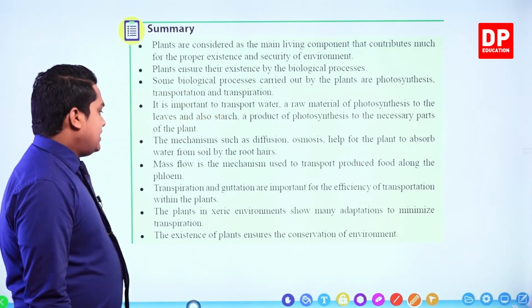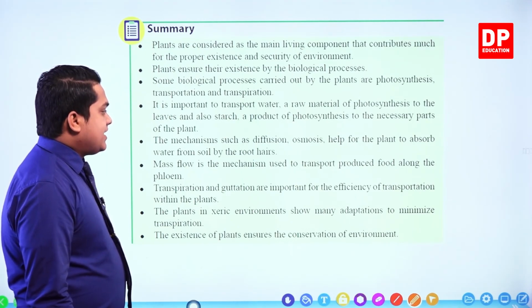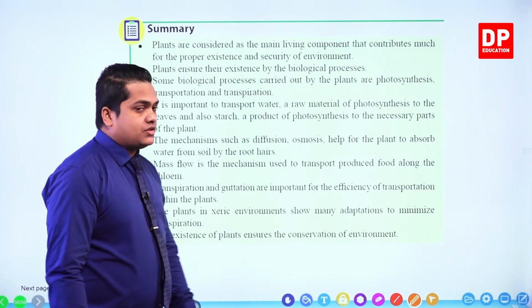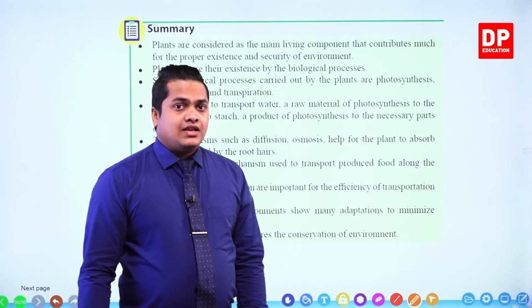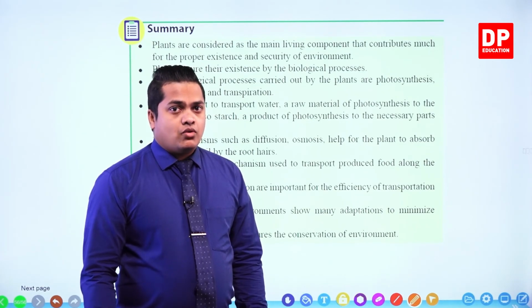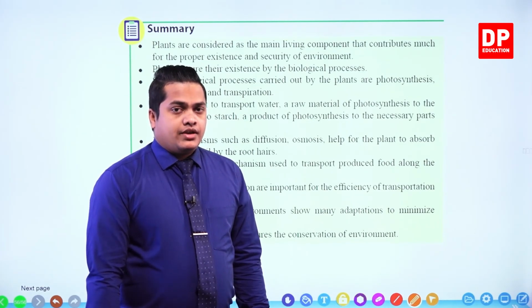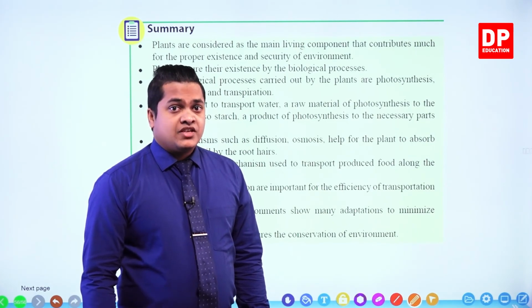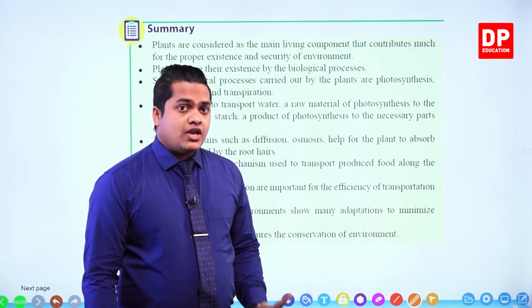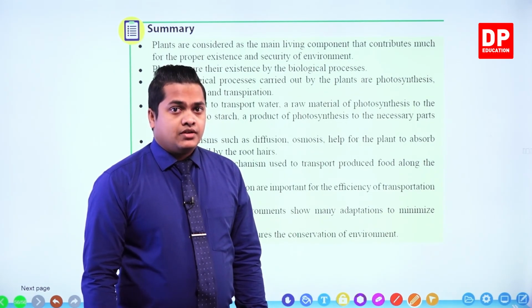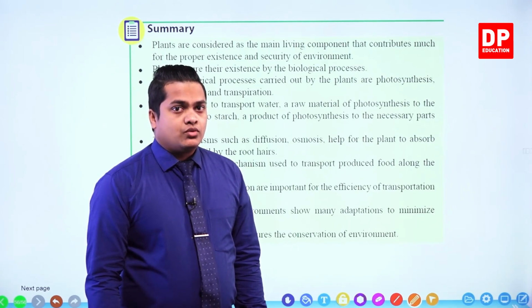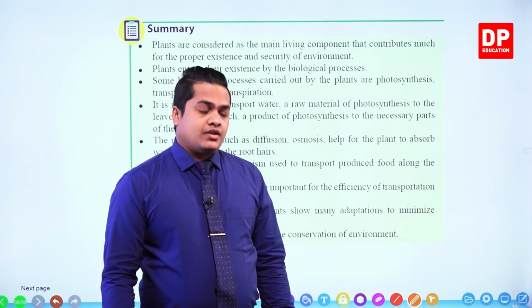Then, transpiration and guttation are important for the efficiency of transportation within the plants. So guttation and transpiration are also helpful in increasing the rate of transportation within the plant. Especially transpiration helps in transporting water to the upper parts of the plant body. Transpiration pull is very important in transporting this water to the upper parts of the plant body.